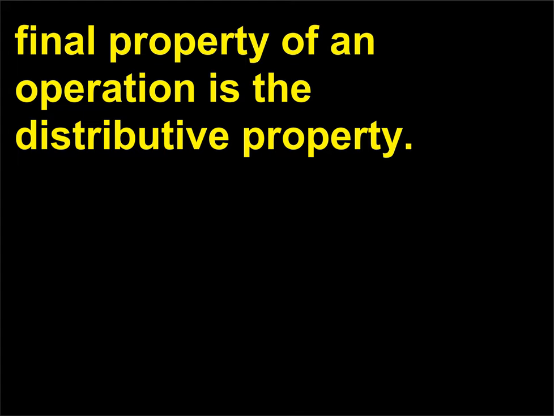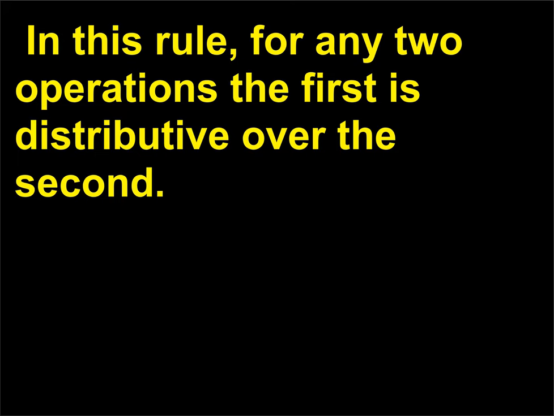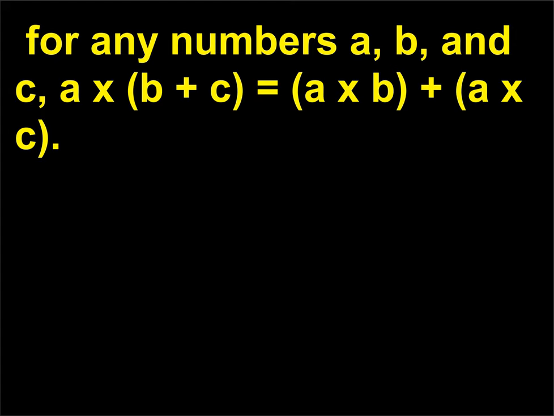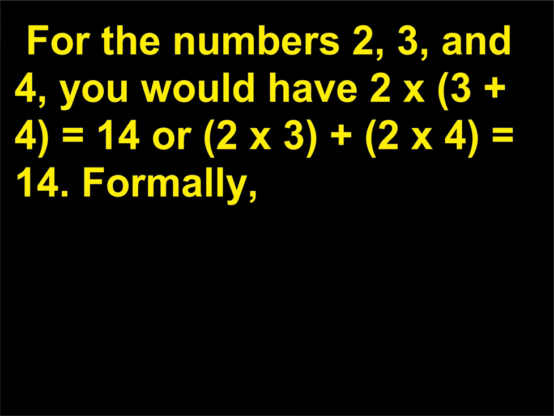The final property of an operation is the distributive property. In this rule, for any two operations, the first is distributive over the second. For example, multiplication is distributive over addition. For any numbers a, b, and c, a x (b + c) equals (a x b) + (a x c). For the numbers 2, 3, and 4, you would have 2 x (3 + 4) equals 14, or (2 x 3) + (2 x 4) equals 14.